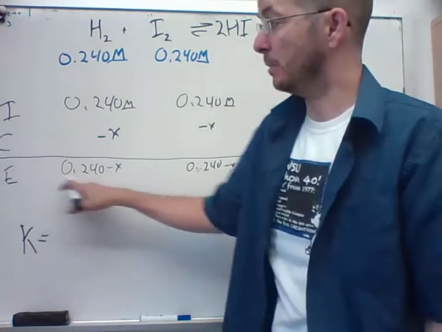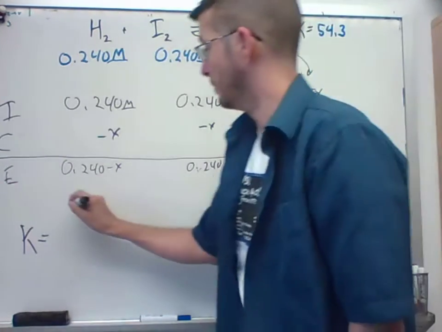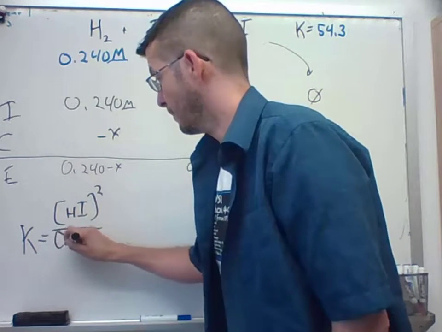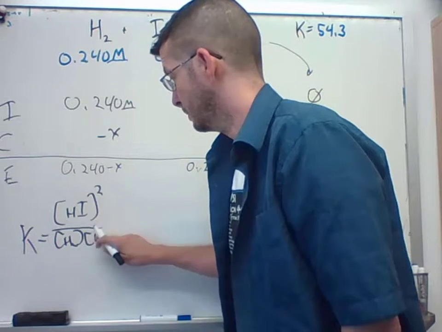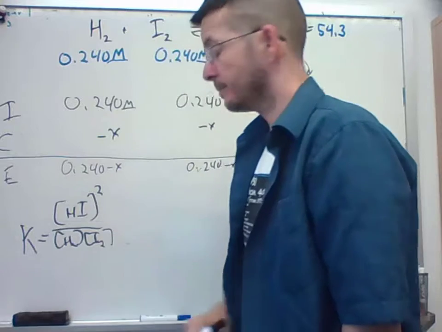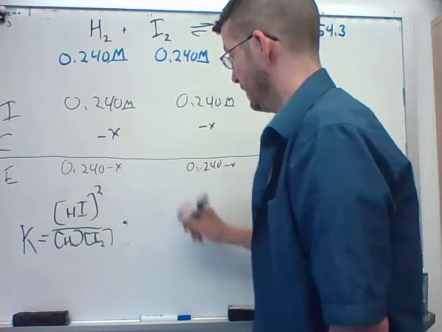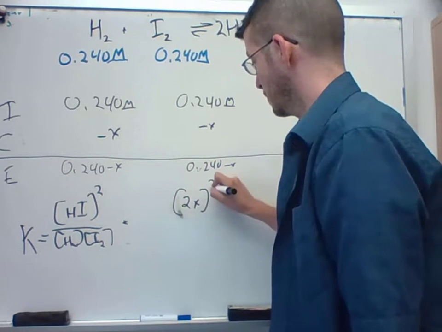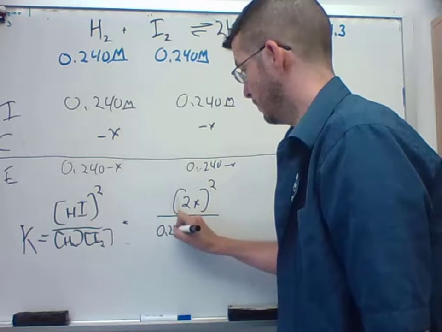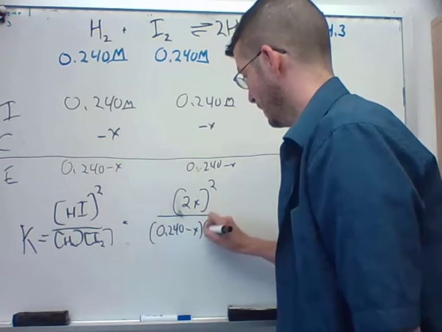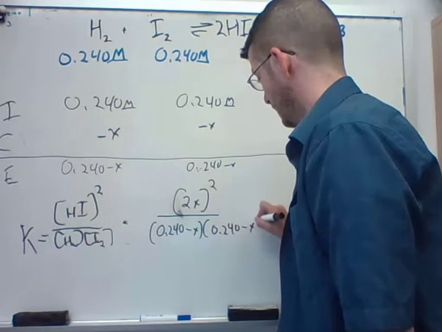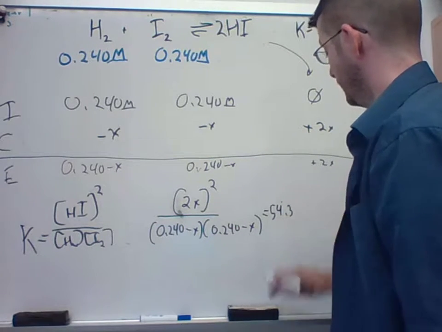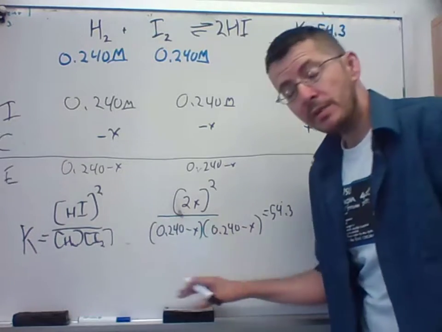The whole purpose of getting these equilibrium values is to arrange them into the equilibrium statement, which is HI squared divided by H2 and I2, and we can plug them in and get a form that looks like this: 2x squared divided by 0.240 minus x, 0.240 minus x equals 54.3 for this particular problem. So now we have everything we need to solve for the quadratic.